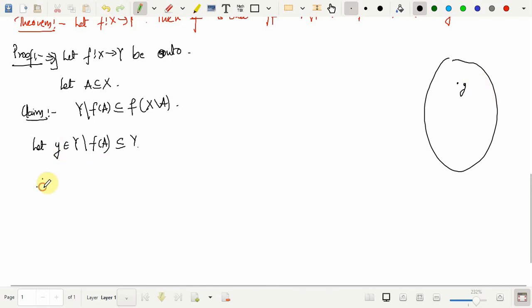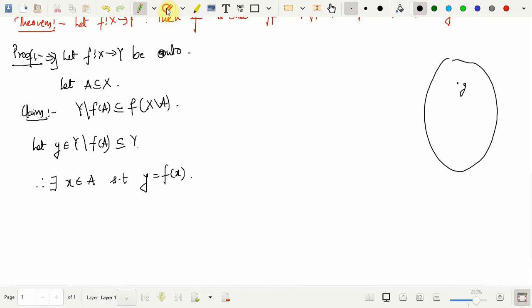So therefore there exists x in A such that y is equal to f of x. Okay, now we need to show that this y is in f of X difference A. Sorry, this is not A, this is X. As of now we don't know from where that x is coming. So x belongs to X such that y is equal to f of x.